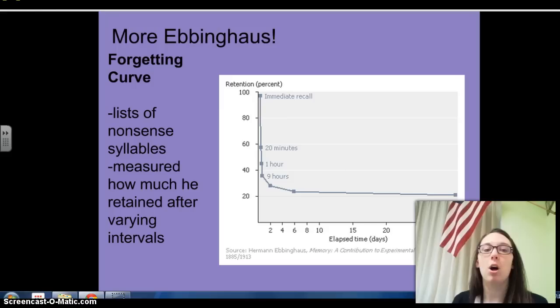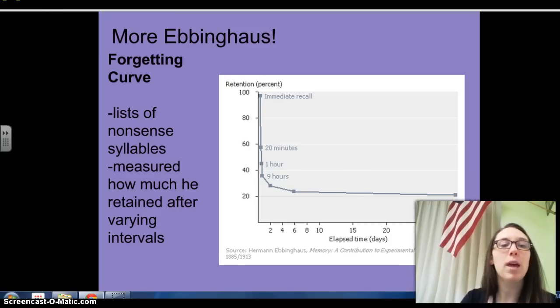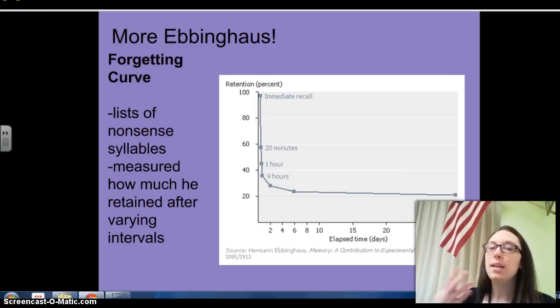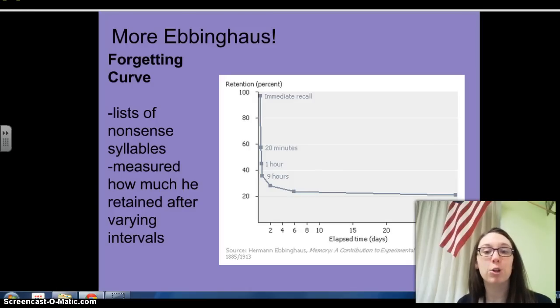He came up with what we call a forgetting curve. So we already learned about his retention curve. As rehearsal time on day one increases, relearning time on subsequent days is going to decrease. He also came up with this forgetting curve. He studied forgetting in the same way that he studied retention, used lists of nonsense syllables, and he wanted to measure the rate of forgetting.